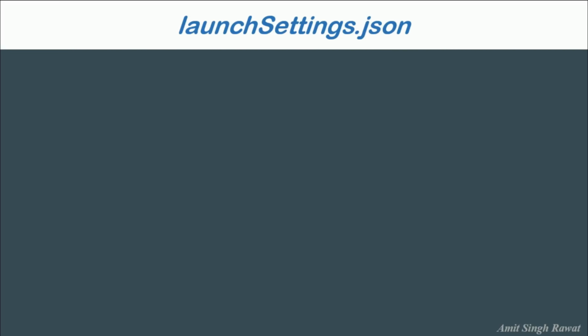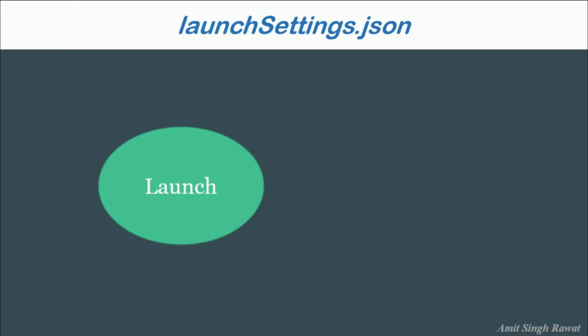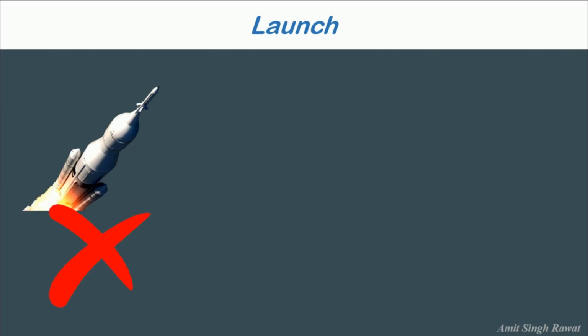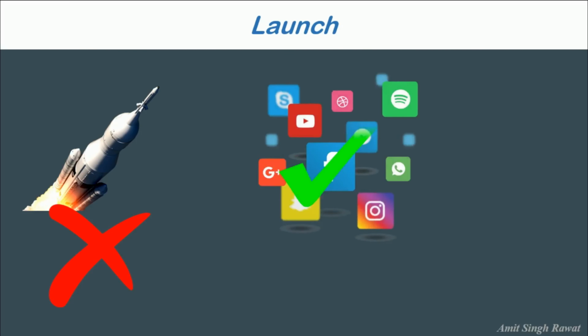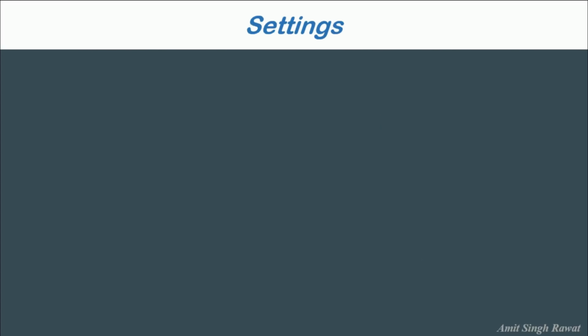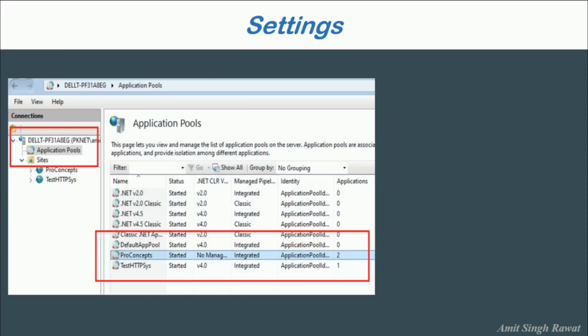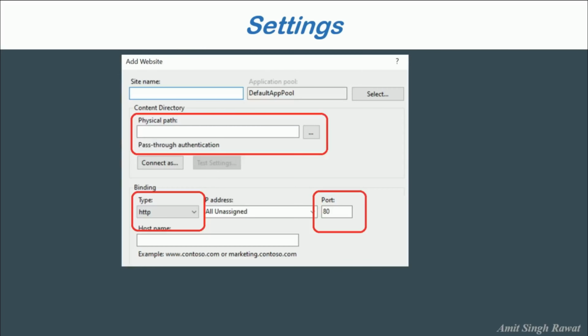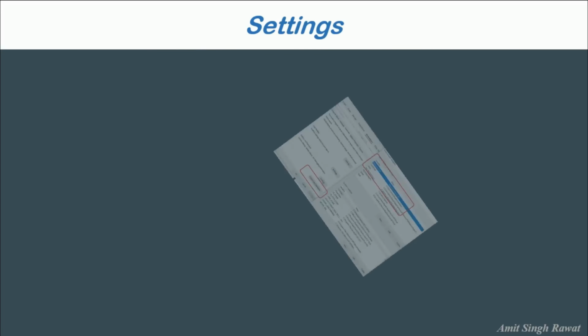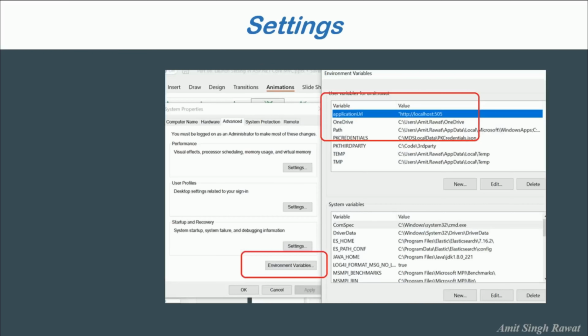So what is the launchSettings.json file? This file is a combination of two words, launch and settings. So what do we launch in the programming world? Any idea? Rocket? No. As a programmer, we launch our software application, right? And when we launch our software application, we require some configurations or settings, like when we host our application in IIS, we specify its application pool, we specify its binding, like ports for HTTP and HTTP.sys. We also use environment variables, etc.